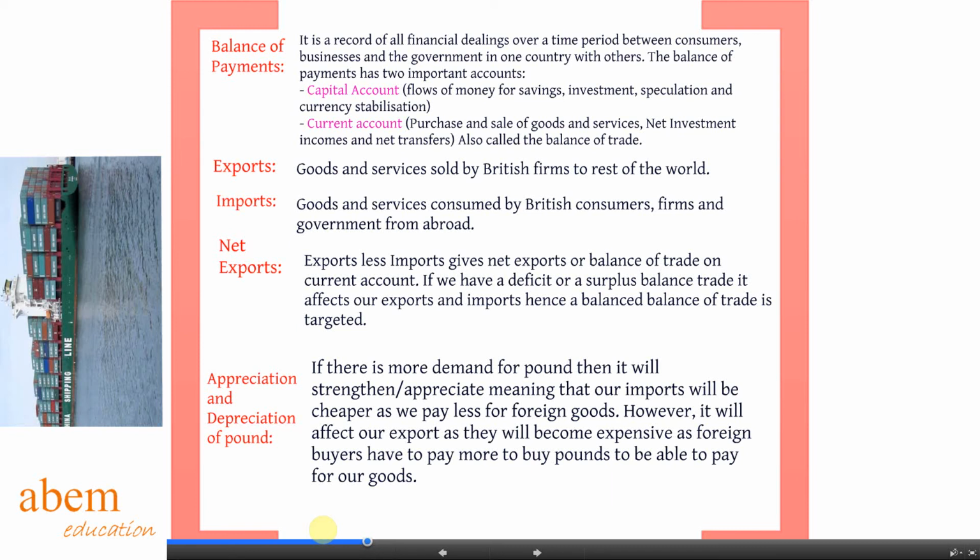Appreciation and depreciation of the pound is very crucial to understand, especially when we are going to foreign countries for a holiday. If we are traveling into the eurozone, we have to purchase euros and give pounds. So if the pound is strong, then we get more euros for our pounds. So appreciation: if there is more demand for the pound, then it will strengthen, or appreciate, meaning that imports will be cheaper and we will be paying less for foreign goods, like traveling abroad. However, it will affect our exports as they will become more expensive. Foreign buyers have to buy more pounds to be able to pay for our goods.